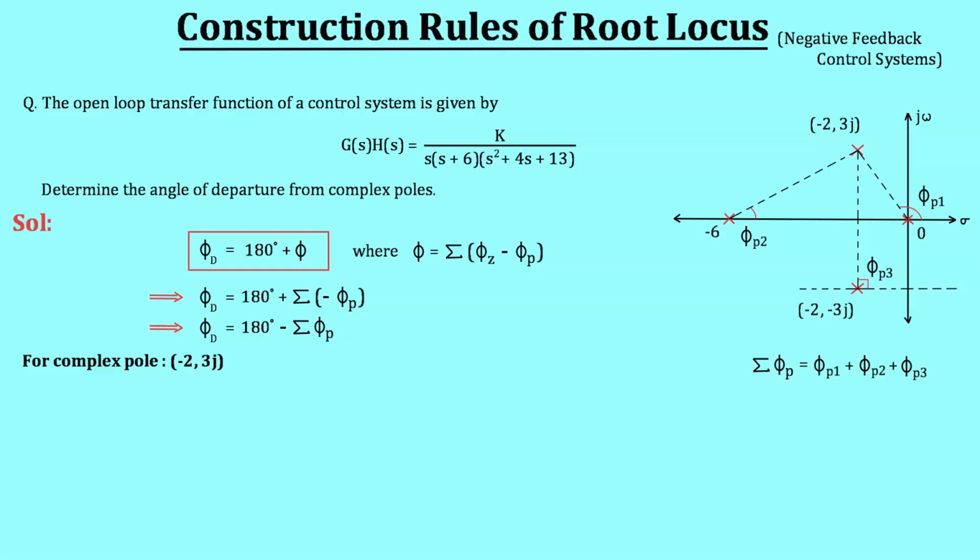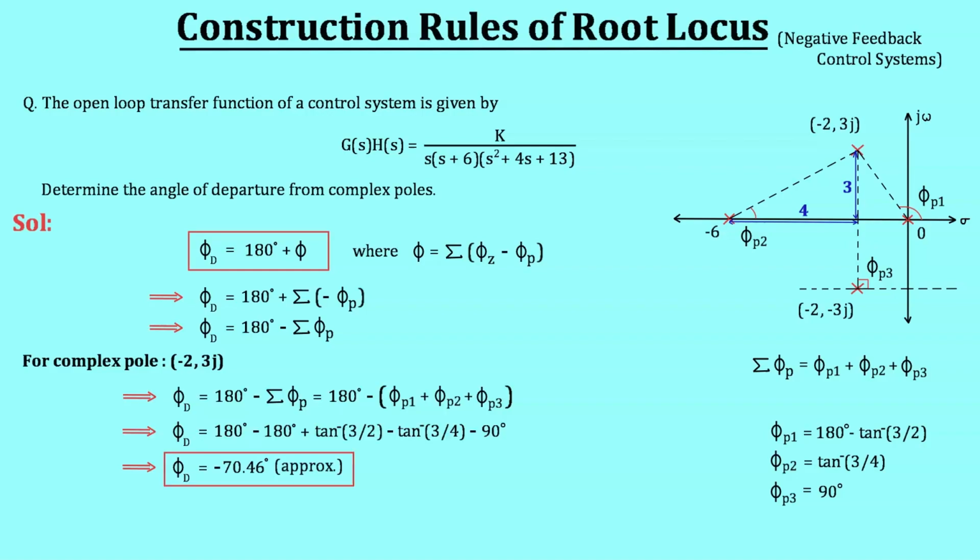There can be different ways of finding the angles, but I think the simplest is to find the slope of the different lines. You will get phi p1 equal to 180 degree minus tan inverse of 3 by 2. Similarly, phi p2 will be equal to tan inverse of 3 by 4 and phi p3 is equal to 90 degree. Now, all we have to do is put all these values in the formula of angle of departure, and by doing that, you will get the angle of departure for the complex pole minus 2, 3j as approximately equal to minus 70.46 degree.